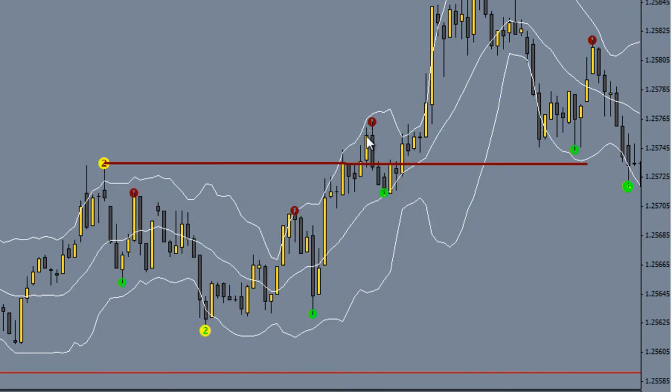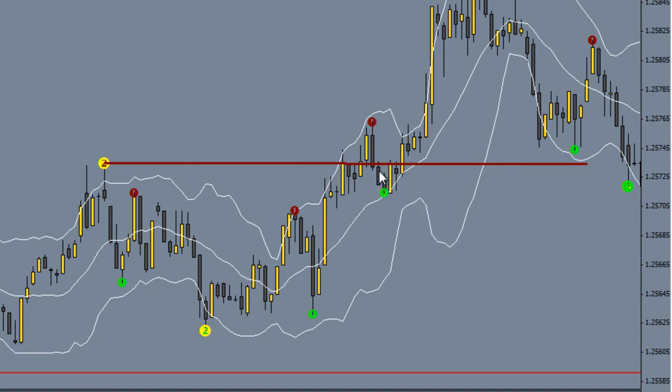Entry type number 4 is a recross of the last high or low, and that would be where our initial long doesn't pan out, so we take a recrossing of that level, the last high in this case. It could have been a low, but this example is a high. We take a recross back down, wait for a candle to close below that level, and then enter on the next candle after that.